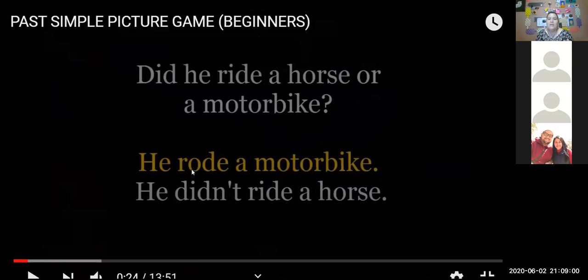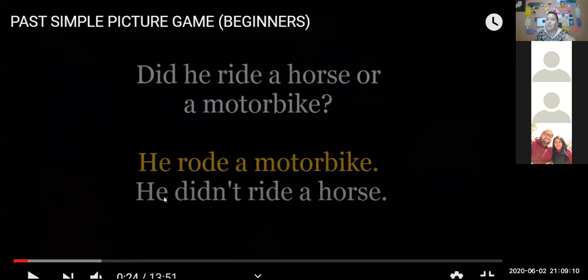Here, like here. He rode a motorbike, no vamos a usar did para este ejercicio. But for the negative one, sí vamos a usar did. We're going to use did. Like he didn't. He did not ride a, I'm sorry. He rode a motorbike. He didn't ride a horse. So in one, we're just using the verb by itself in the past tense so we can practice. And then we're using it with he did not ride a horse, okay? Let's do the next exercise.